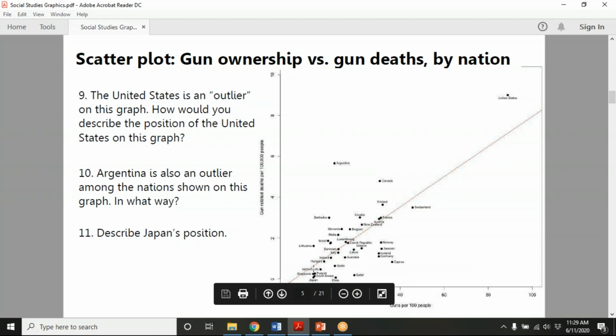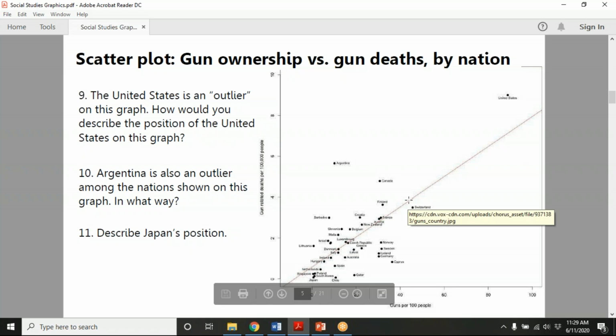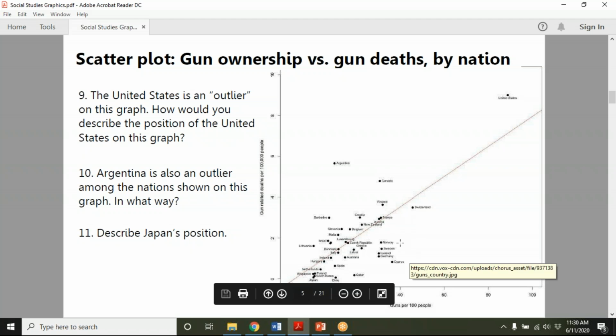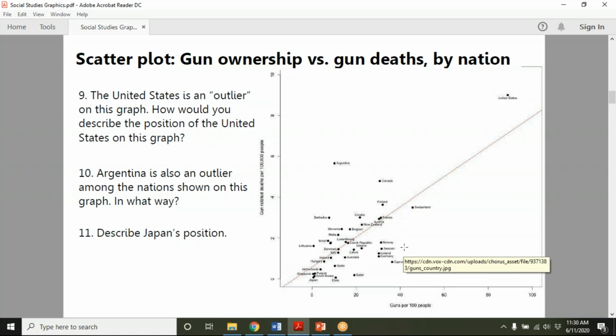So, you can learn. And again, we have the diagonal here. Is that diagonal made scientifically? Is that actually the average, where they average it out and it goes up? Okay, so let's look at this diagonal for a second. That's the average: as the number of guns goes up, the number of gun deaths goes up. So if you are to the right or below that diagonal, what does that tell us?